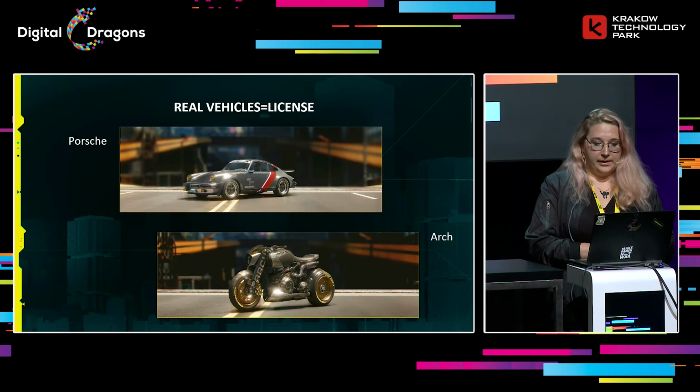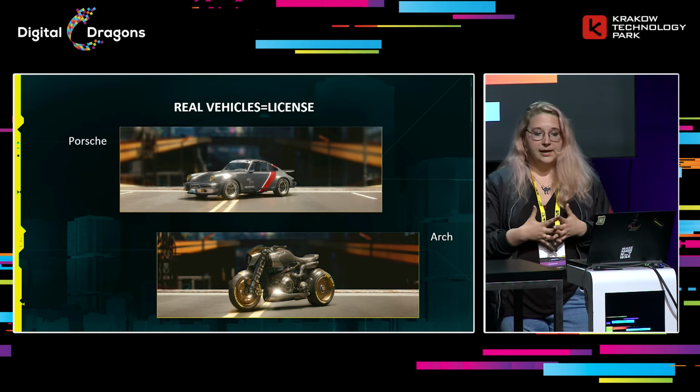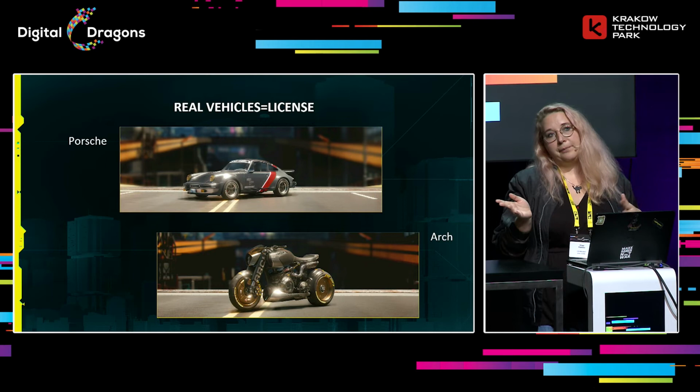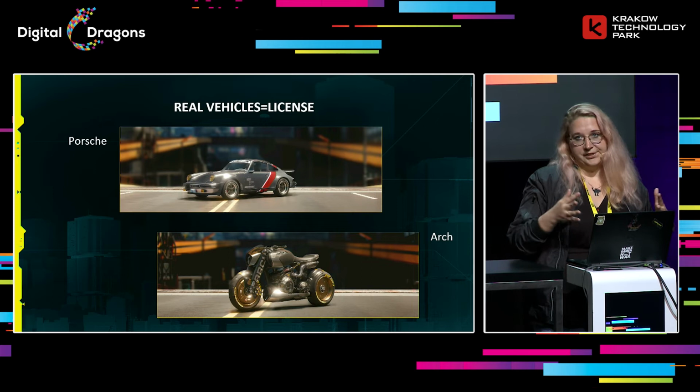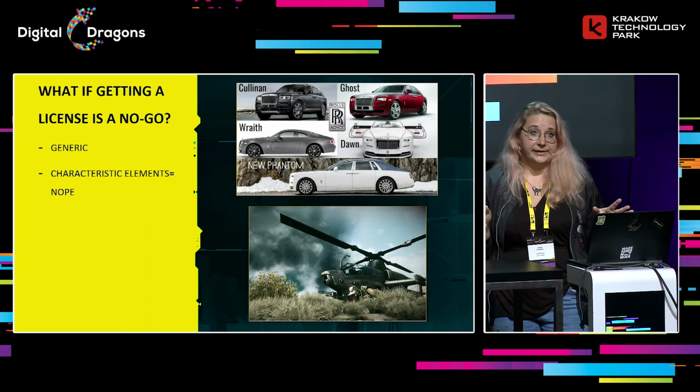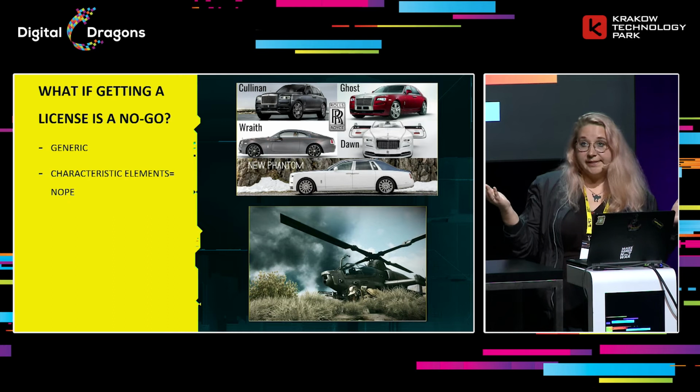While working on Cyberpunk, we created most of the cars from scratch in-house, but we also wanted to include some real-life makes, and we did so. Apart from house-made cars, we have a Porsche car and an Arch motorcycle, which obviously were added into the game during the cooperation with the respective manufacturer. But it can happen, for whatever reason, that you cannot get a license, for financial reasons, for artistic reasons, doesn't matter. What to do then?